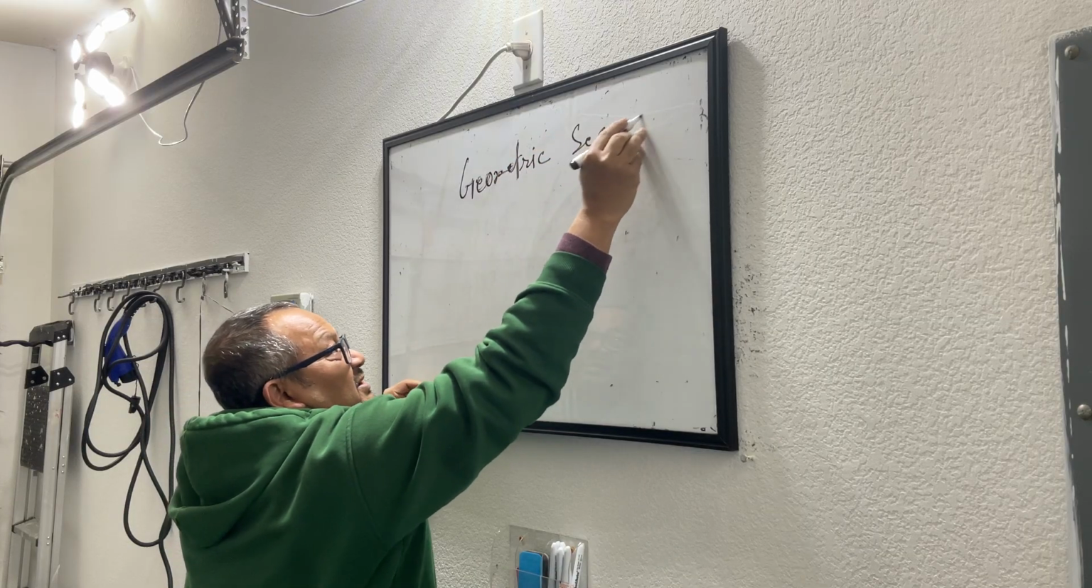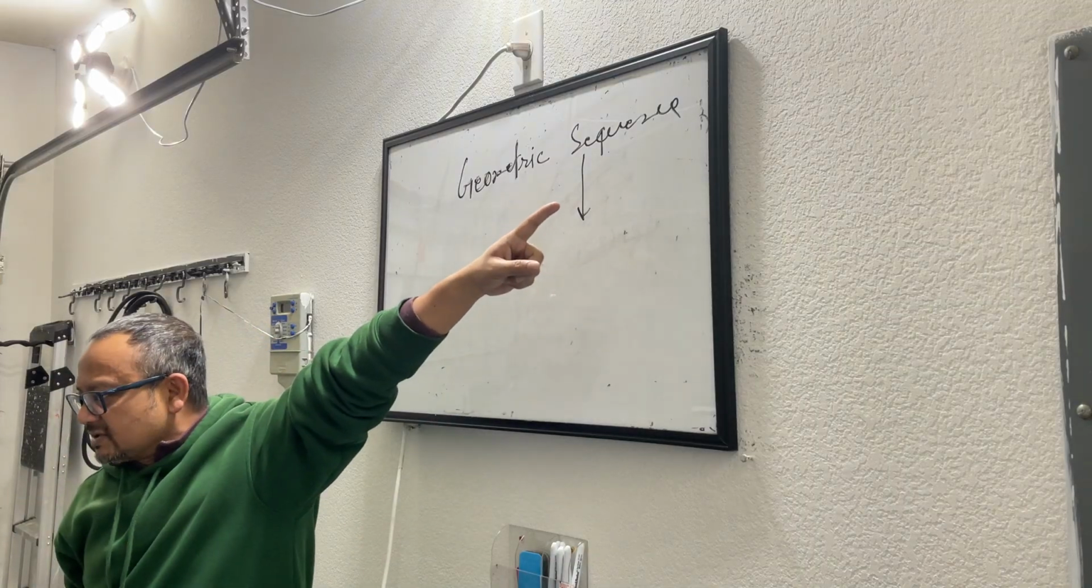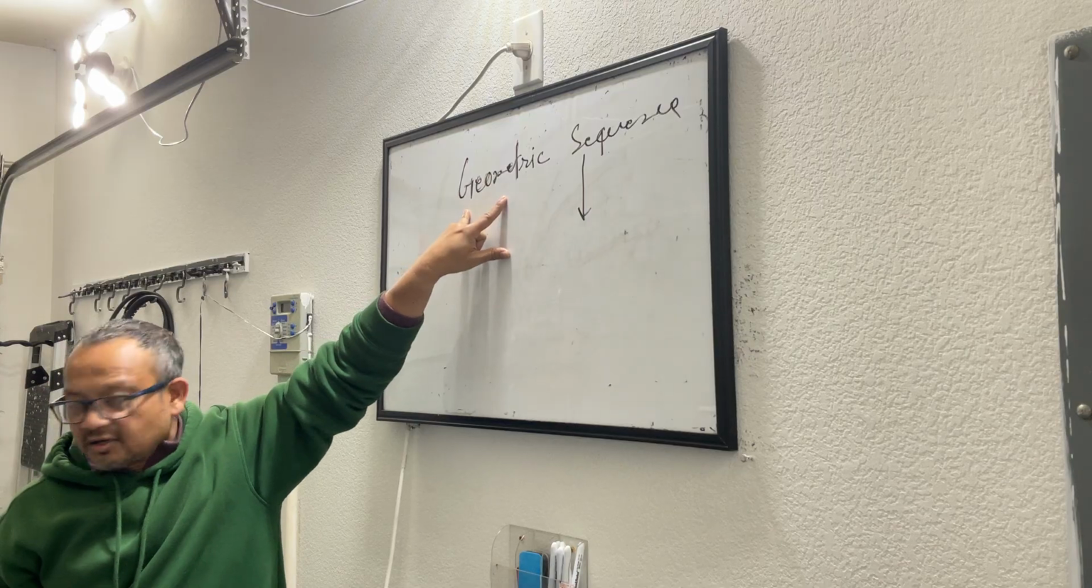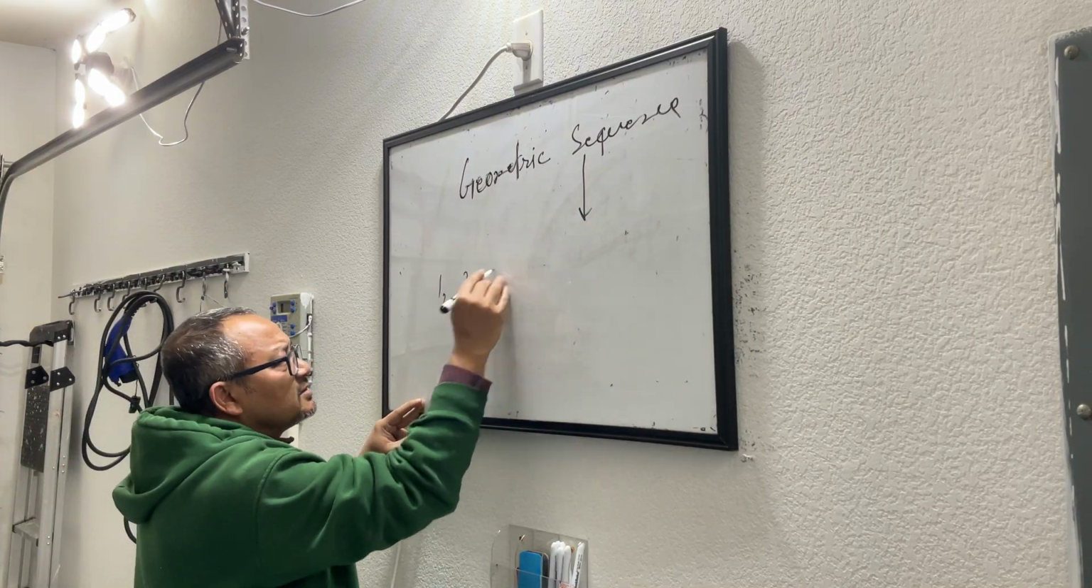Sequence. So there are two things. One is sequence, and then geometric. We'll come to this geometric word later. When you talk about sequence, you're talking about a certain pattern.